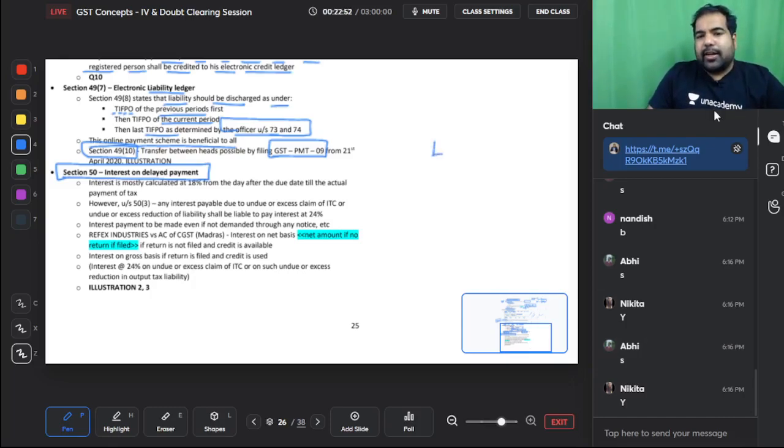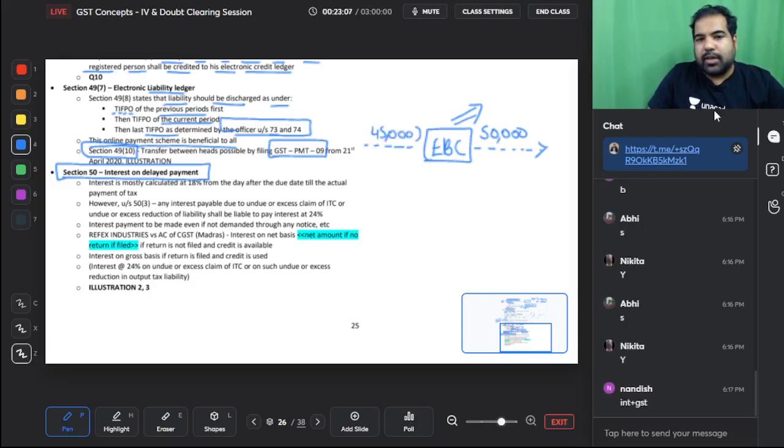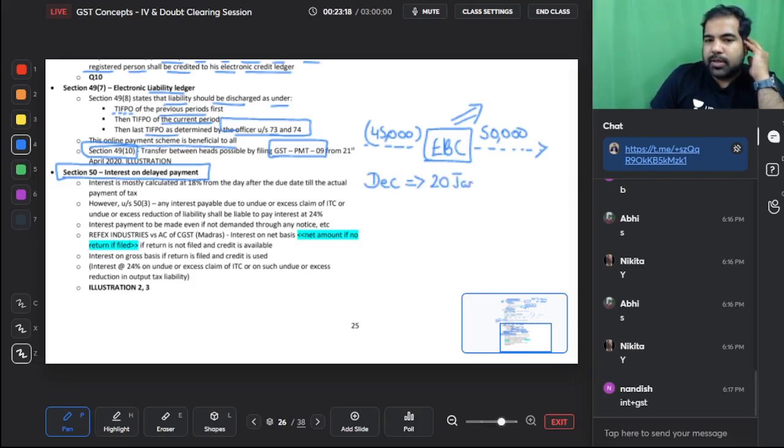So let's see, this is Electric Bike Company. They have made supplies on which they are supposed to pay 50,000 GST to the government, and they have purchased on which they can take credit of 45,000. Guys, this is the situation for the month of December. But December's due date to pay was 20th January, which you missed out, and you're paying today, that is 27th February.